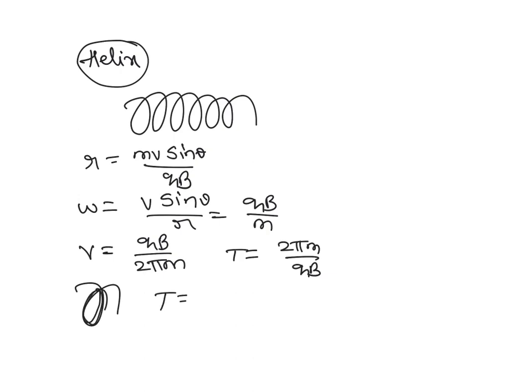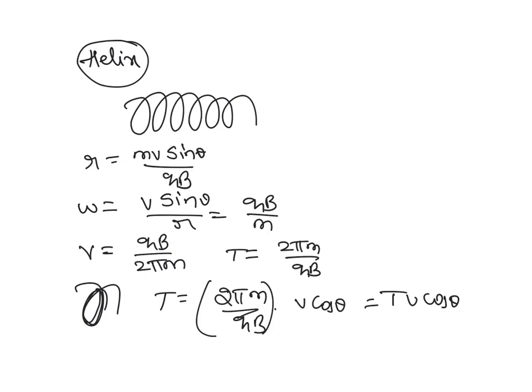The pitch of the helical path must be equal to 2πm divided by qB, into v cos θ. Or else you can take it as T v cos θ, since 2πm/qB is the time period. This is the pitch of the helical path.